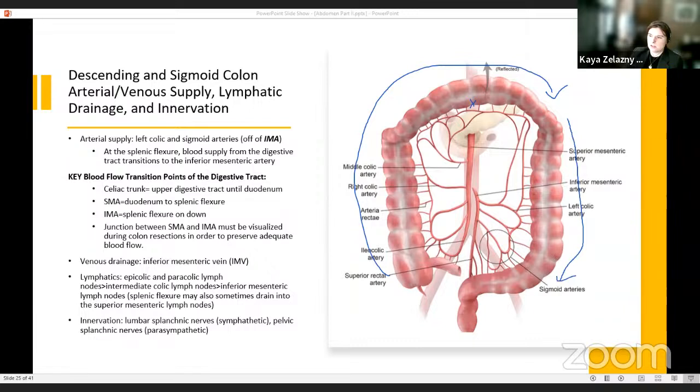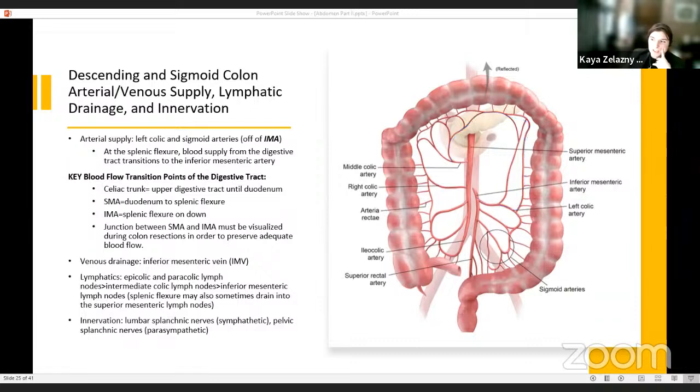So you do want to visualize the junction between the superior mesenteric artery and the inferior mesenteric artery when you're doing a colon resection, because we do have extensive anastomosis here, right? So we can see that this anastomosis, this connection, right, is going all the way around the colon, right? So that's important for our blood flow. And we want to make sure that we are preserving adequate blood flow to all of the parts of the colon instead of transecting that and potentially cutting off and killing a big part of our colon. So you want to be able to find that.